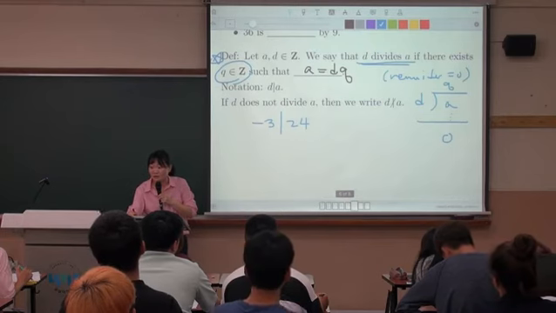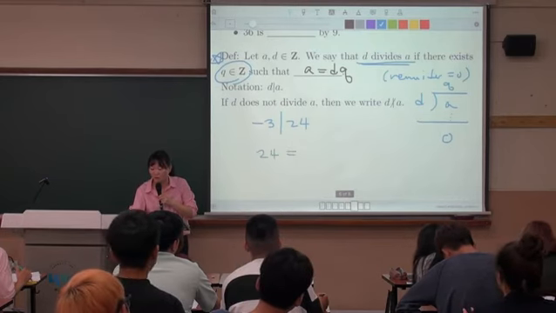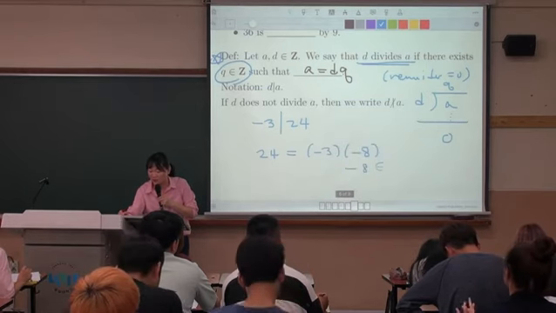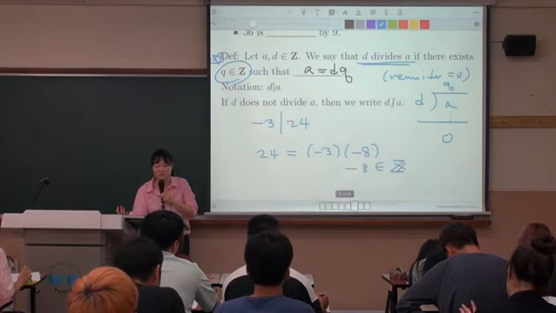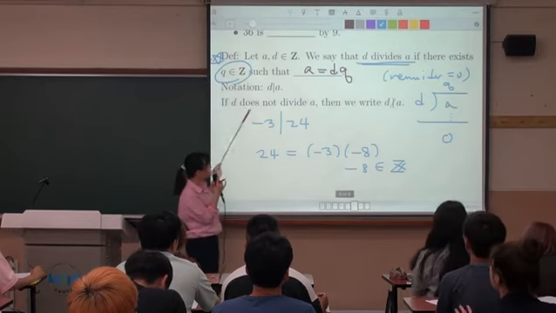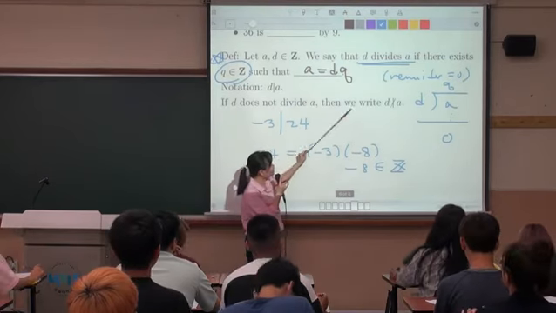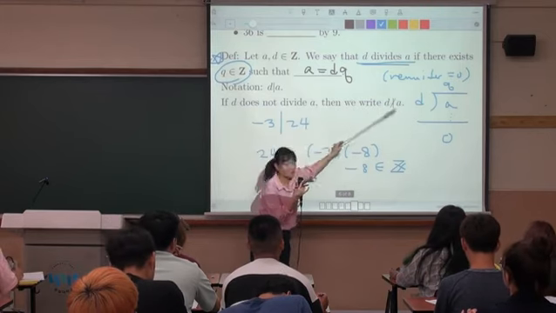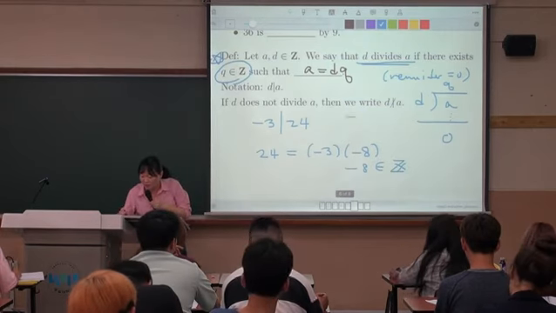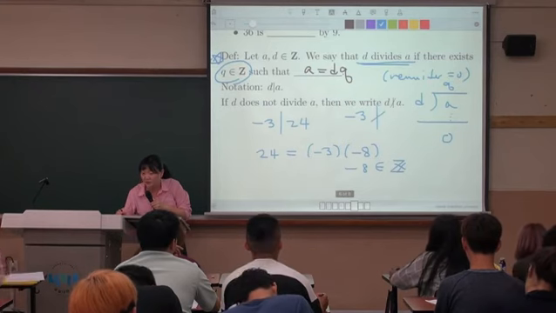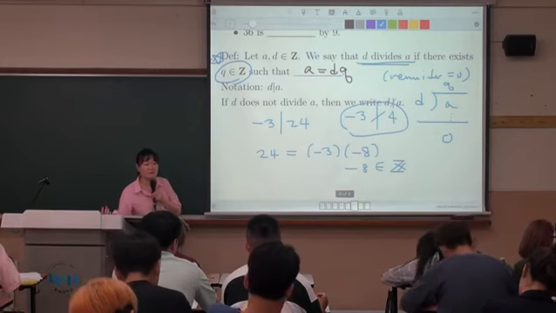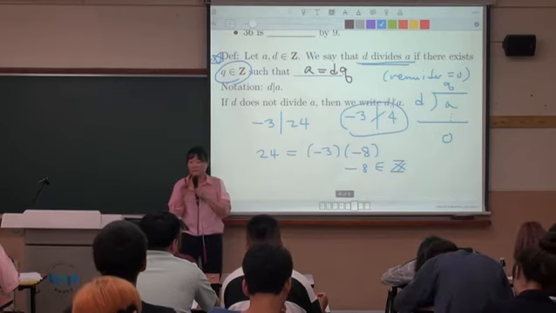24 equals minus 3 times minus 8. And minus 8 is in where? Z. So it's true. 시작. If B does not divide A, then we write B bar slash A. 이렇게 씁니다. B가 A를 나누지 않으면, so minus 3 does not divide 4 이렇게 됩니다. 됐어요? Yeah.